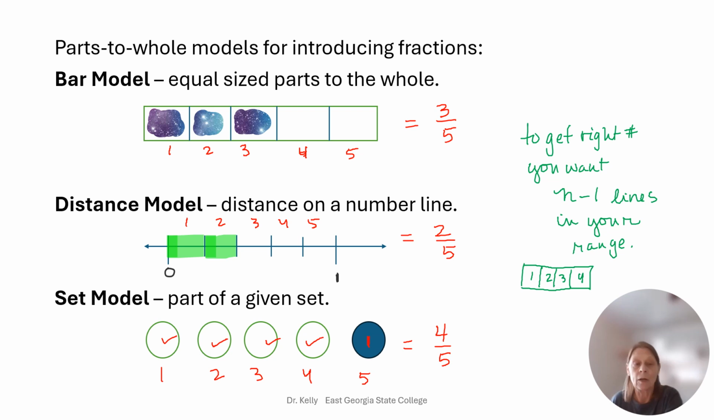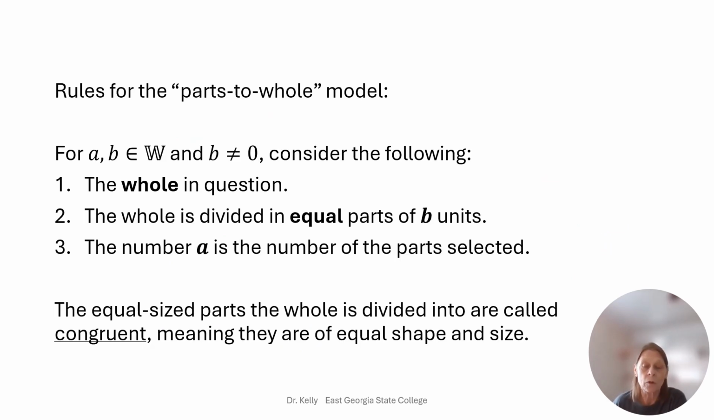Alrighty. So there are some rules for the parts of the whole. Well, not really rules, but really good guidelines. For all of your whole numbers A and B, where B is not equal to 0, consider the following. When you're putting together a fraction of A over B, a good way to think about this and to have your students think about this is it's always the part over the whole. First off, you need to consider what the whole is in question and know that that's going to go on the bottom of the fraction.